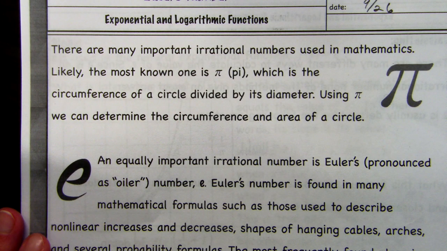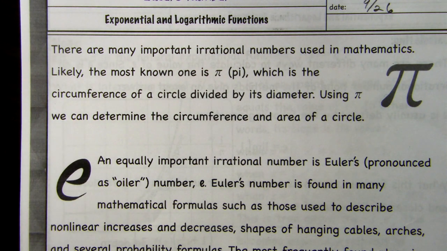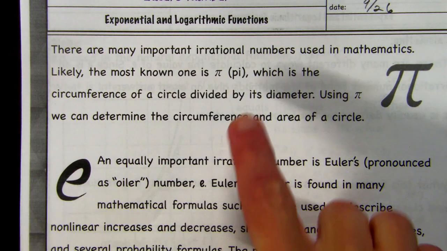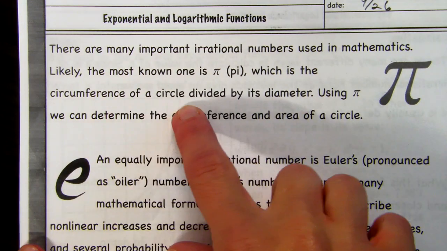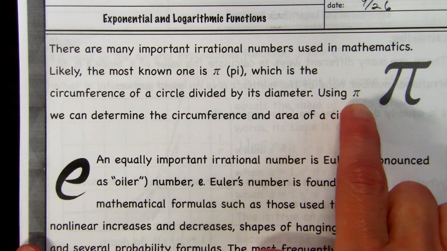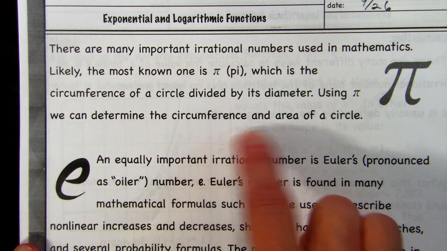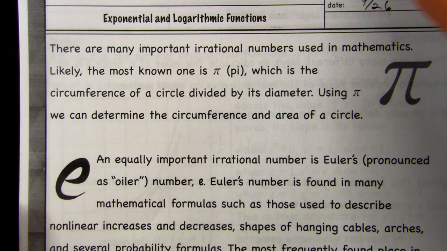Okay, there are many important irrational numbers used in mathematics. Likely the most known is pi, which is the circumference of a circle divided by its diameter. Using pi, we can determine the circumference and area of a circle. So that's like old stuff.